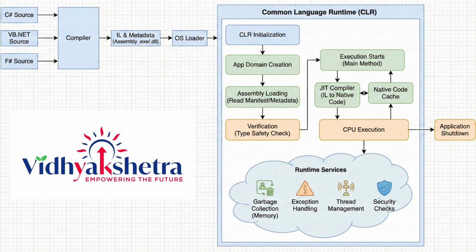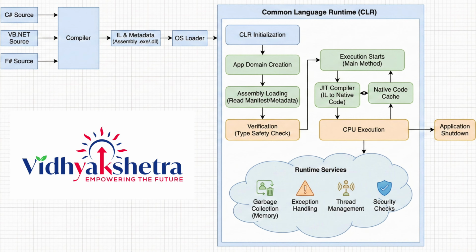When assemblies are loaded dynamically, the CLR reads their manifests and metadata, verifies them, and integrates them into the execution environment safely. Throughout the execution process, the CLR monitors performance and execution behavior. This information is used for runtime optimizations, such as tiered compilation and memory tuning.